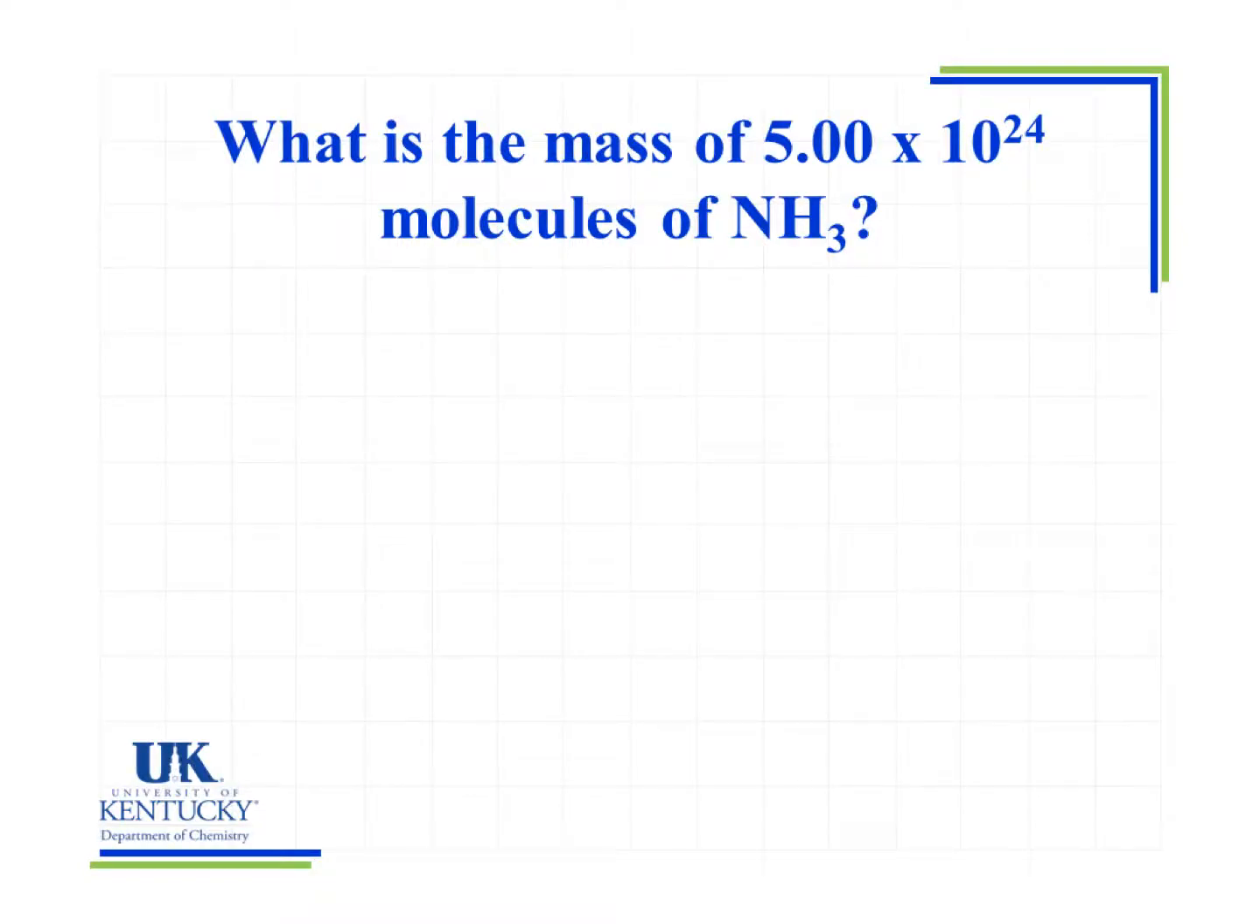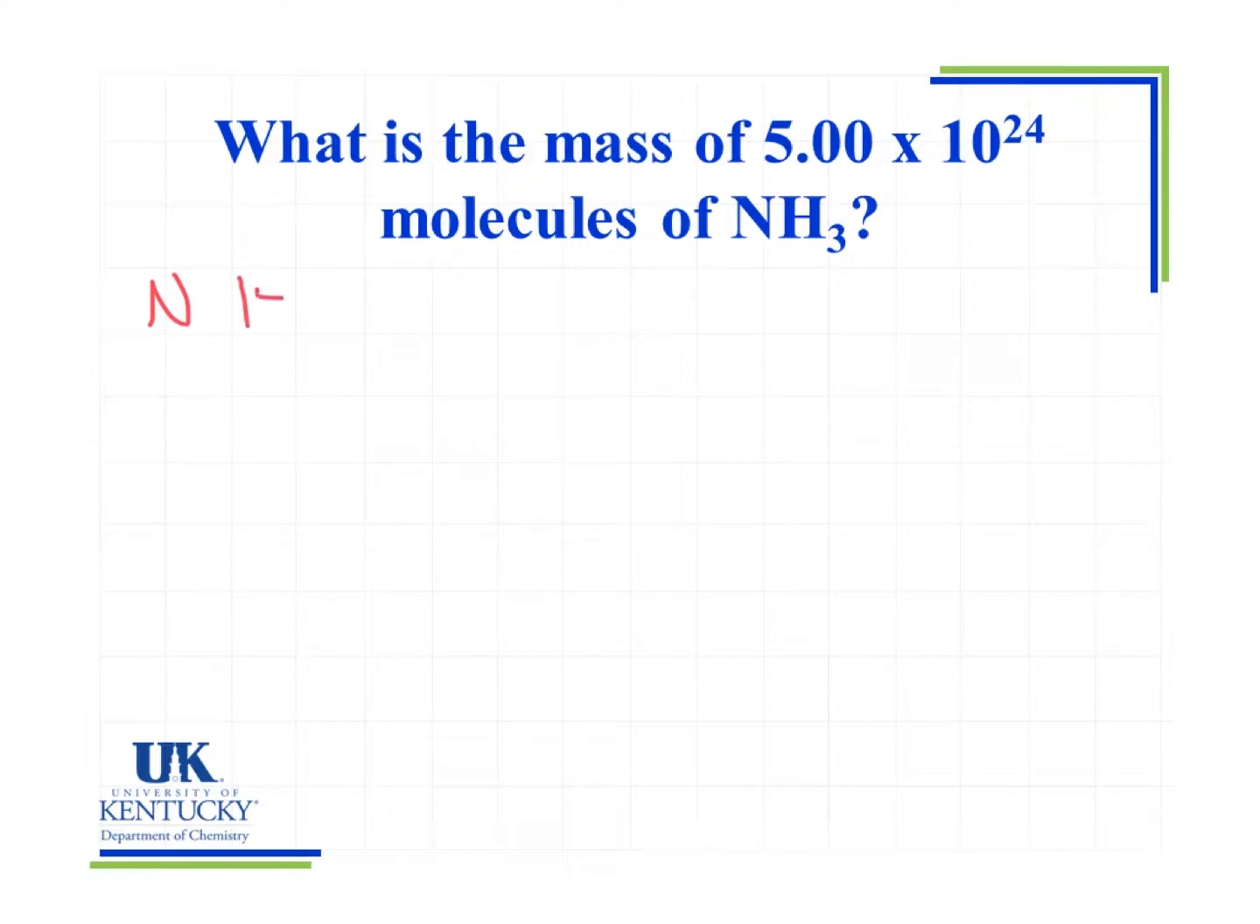In this problem, we're given the number of molecules of NH3 and asked to find its mass. Anytime we're dealing with a problem dealing with the number of something and its mass, we're going to have to use the molar mass in order to get that calculation completed. And so the first thing we're going to do is find the molar mass of our NH3.